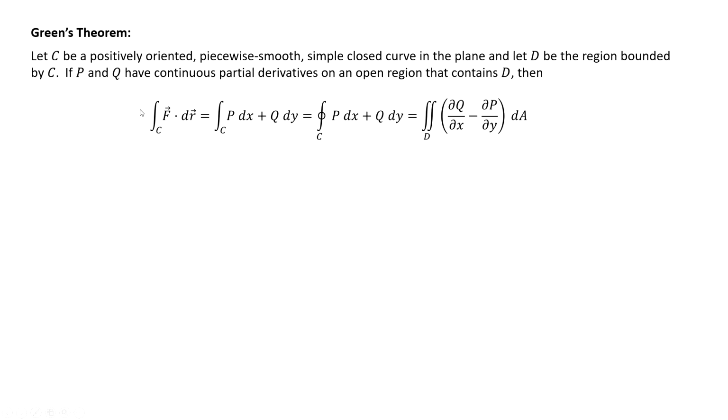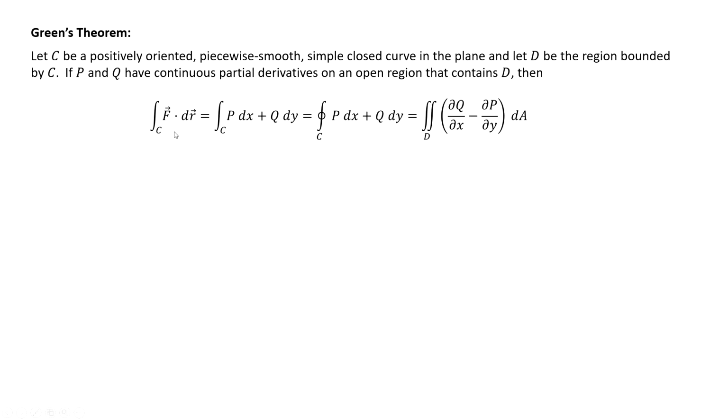Pi plus Qj. Let me repeat that. This F, vector field F, is P of xy i plus Q of xy j. So that means it's a vector whose x and y components are P and Q.